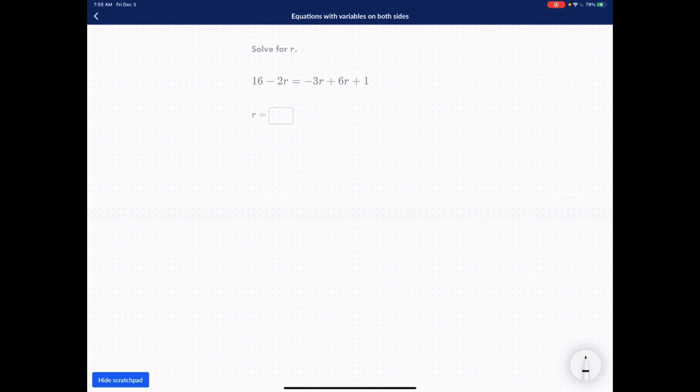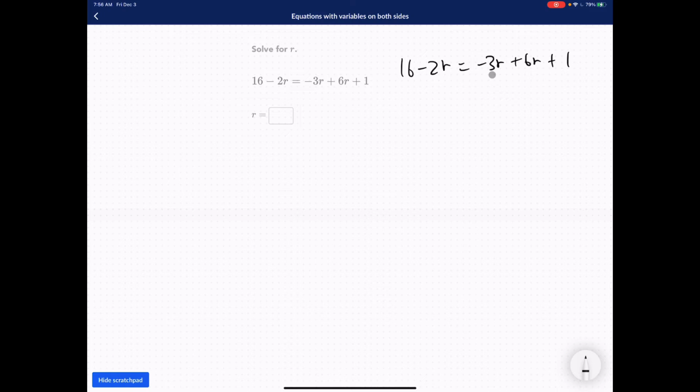All right, so let's take a look at this problem here. Okay, so always begin by rewriting the problem. 16 minus 2r is equal to negative 3r plus 6r plus 1. So the thing about this one, before we do anything else, is we have to see that there's some combining that we have to do.